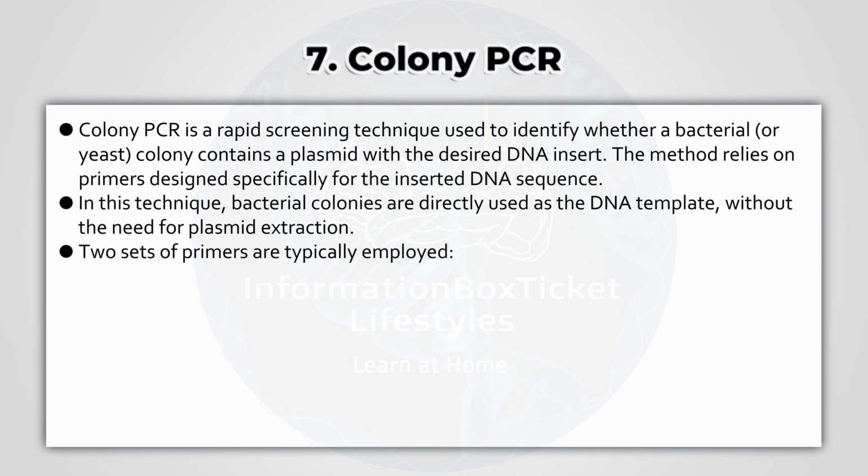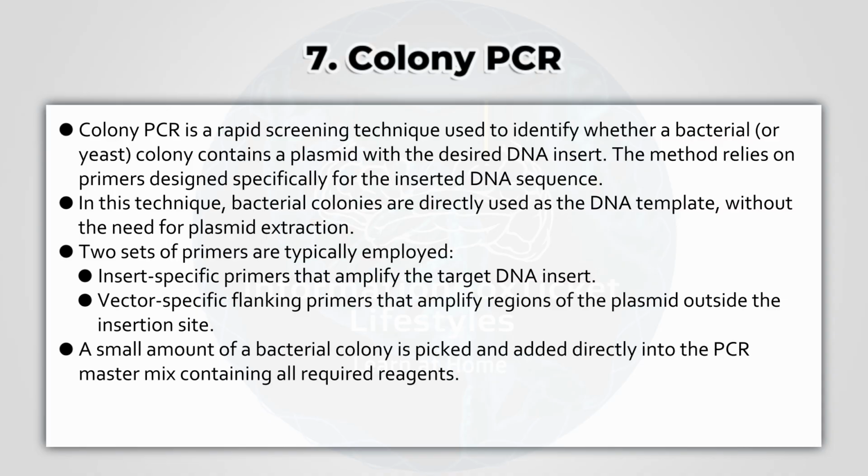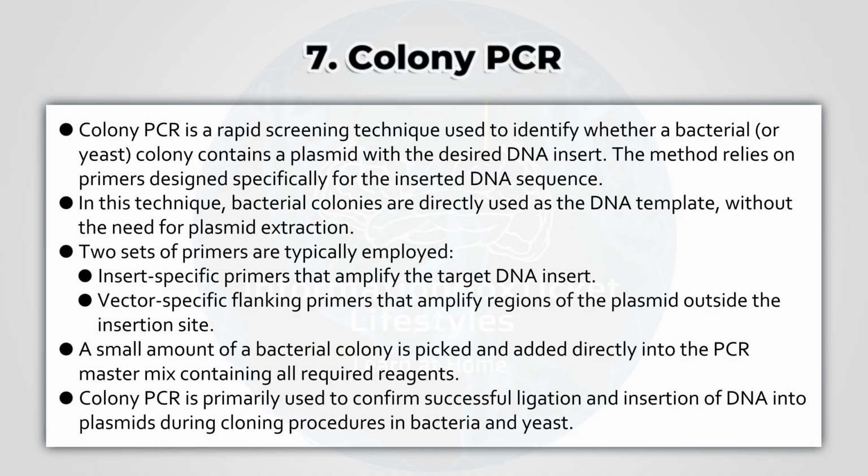2 sets of primers are typically employed. Insert-specific primers that amplify the target DNA insert. Vector-specific flanking primers that amplify regions of the plasmid outside the insertion site. A small amount of a bacterial colony is picked and added directly into the PCR master mix containing all required reagents. Colony PCR is primarily used to confirm successful ligation and insertion of DNA into plasmids during cloning procedures in bacteria and yeast.